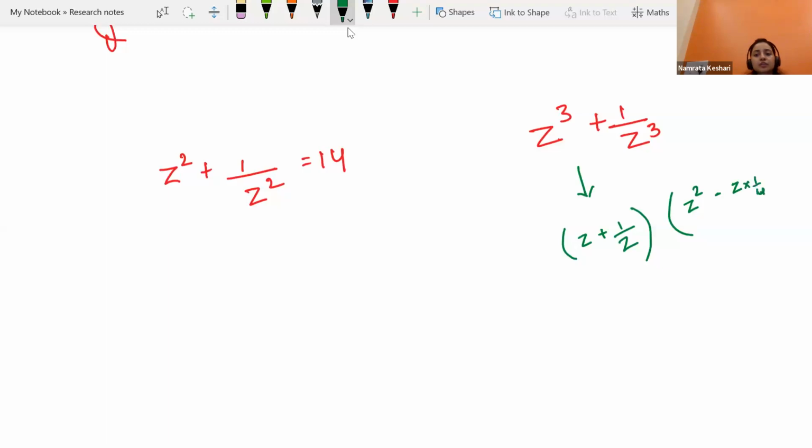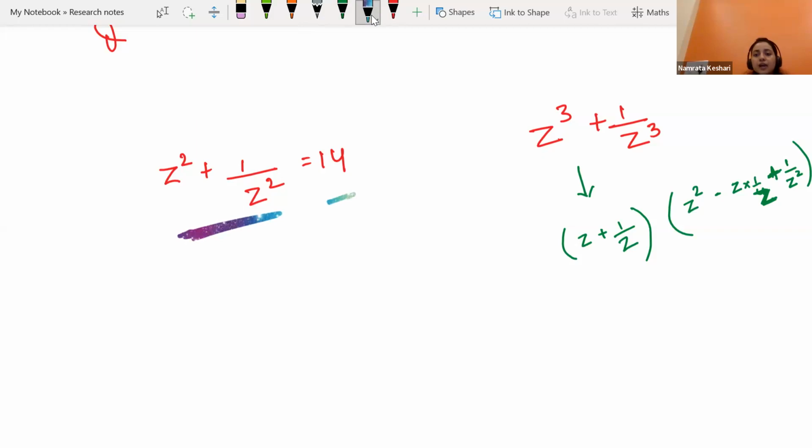Check the formula page, the identities page. Who was present in that class? Right, Sara? Yes, ma'am. I'll go get it. This formula I have written over there, x cube plus y cube formula: x plus y in one bracket, and in the other bracket x square minus xy plus y square, right? Yes, ma'am.